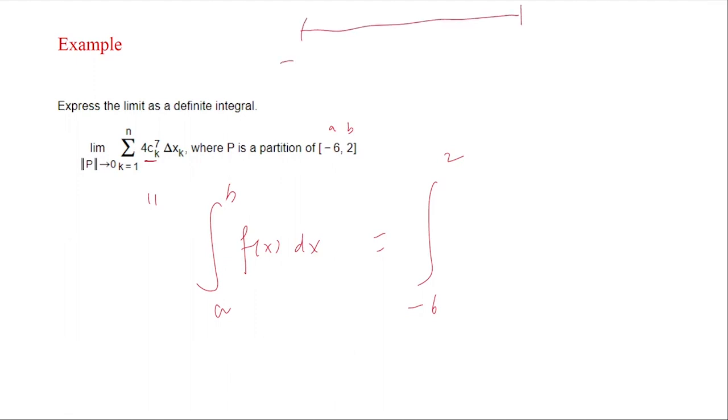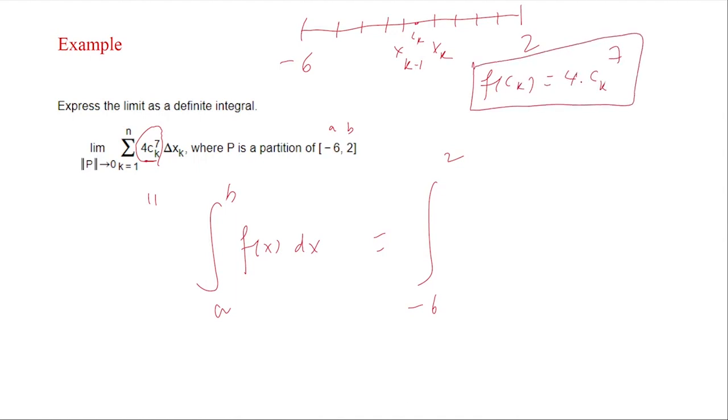Let's say you have from -6 to +2, and you are just dividing this into different subintervals, and one of the subintervals is xk minus 1 to xk. Here you have a point ck, and this is actually the value of the function at that ck. So the value of the function at ck is 4 times ck to the power 7. By looking at this particular value, we can find out the function. If you replace this ck by x, that will be 4 times x to the power 7.